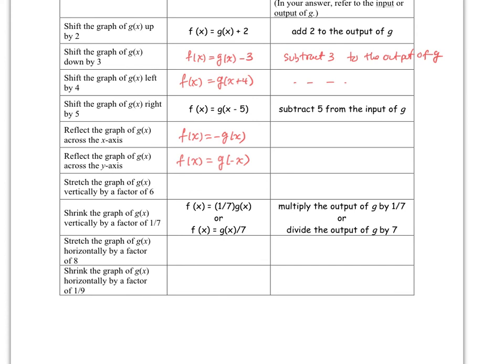So here it says stretch the graph of g of x vertically by a factor of 6. So there should be 6 times g of x. This one says shrink by a factor of 1/7. And this one is stretch the graph of g of x horizontally by a factor of 8. So just try these two as practice.